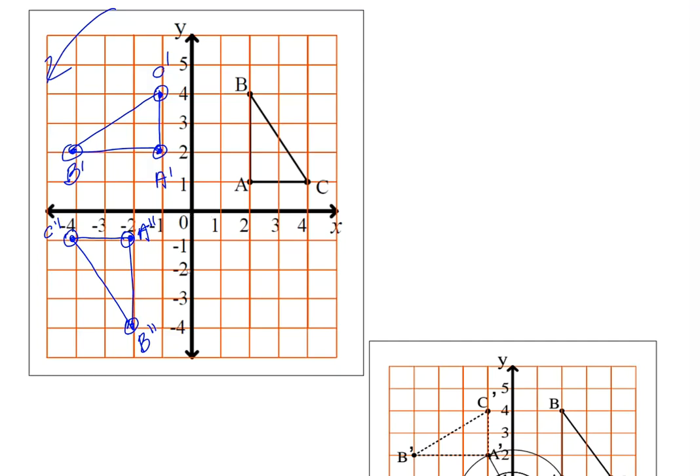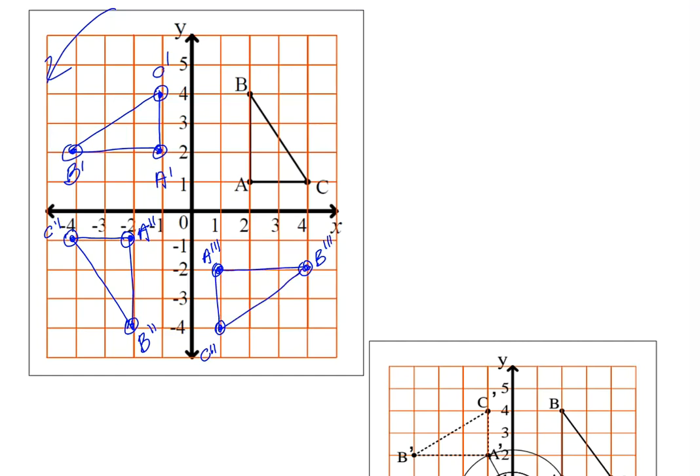So now 2 vertical, 1 horizontal, 4 vertical, 1 horizontal. So this would be A triple prime, C triple prime, and 2, 4. This would be B triple prime. All right.